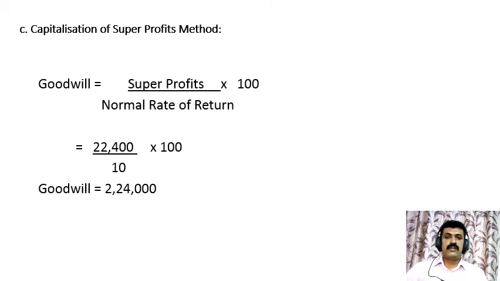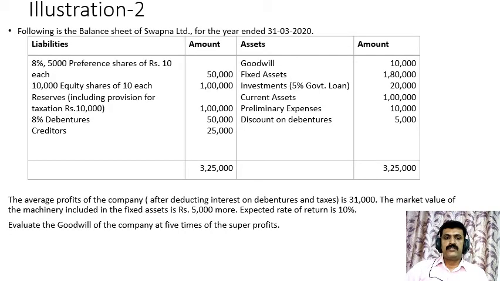Next, under capitalization of super profits method, for the calculation of value of goodwill, the formula is super profits divided by normal rate of return multiplied by 100. That is 22,400 divided by 10 into 100. So the value of goodwill comes to 2,24,000. Now let's move on to another illustration.